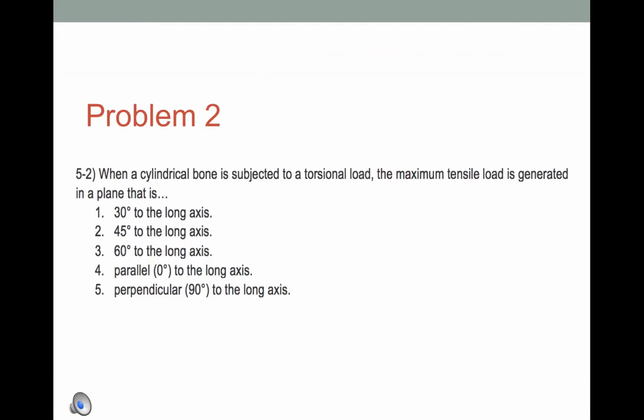Problem 2 asks, when a cylindrical bone is subjected to a torsional load, the maximum tensile load is generated in a plane that is at what angle to the long axis? The correct answer to this problem is 45 degrees.